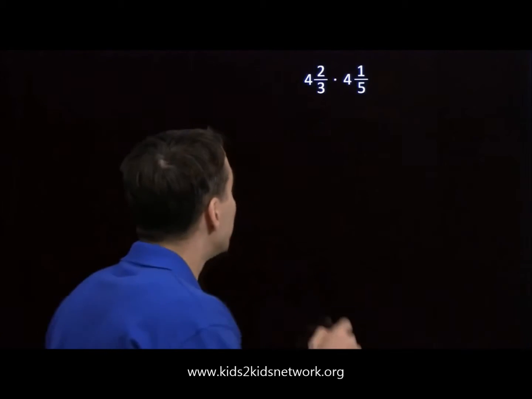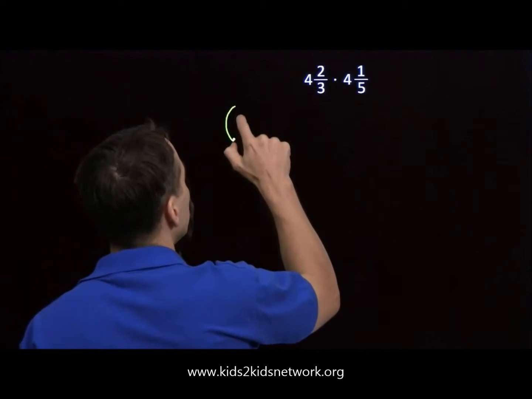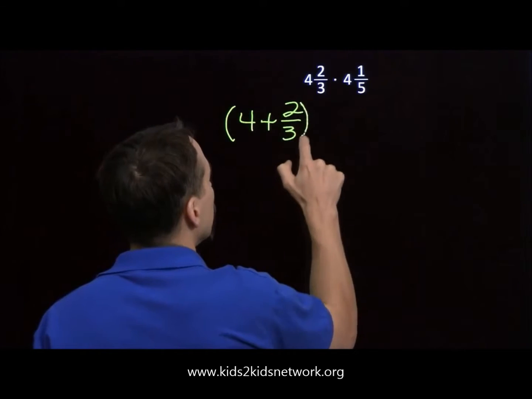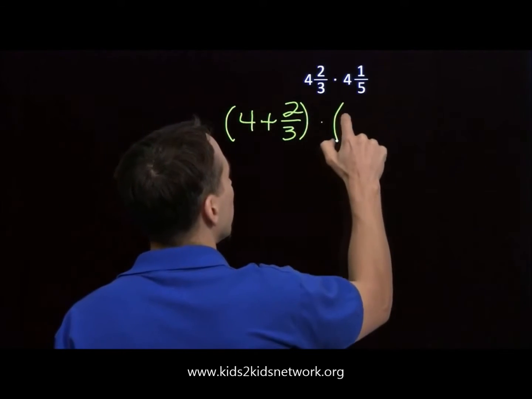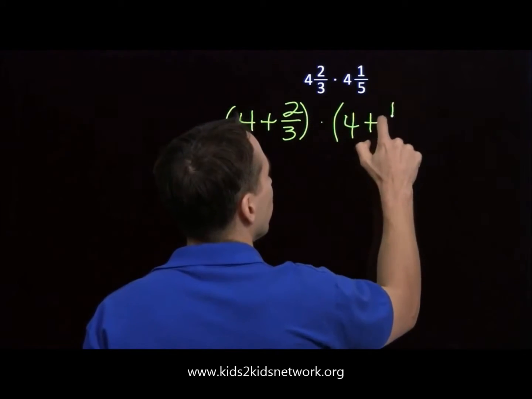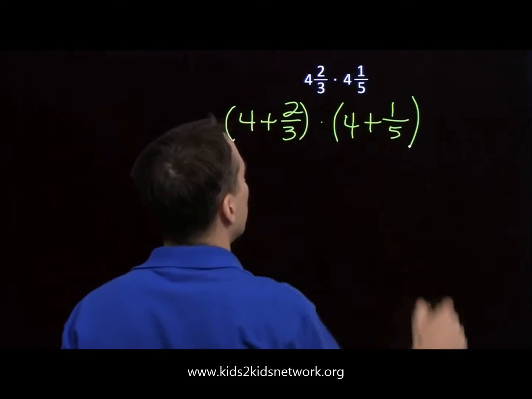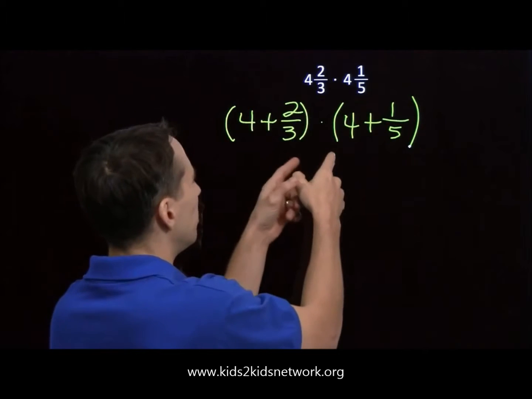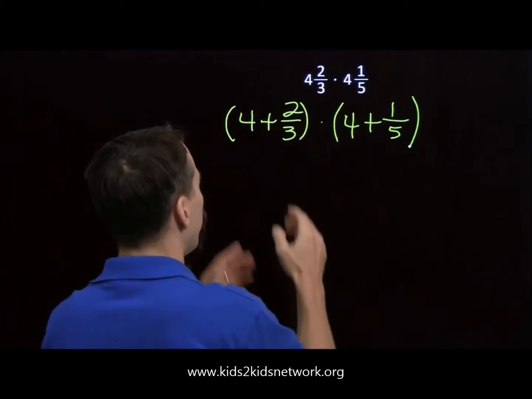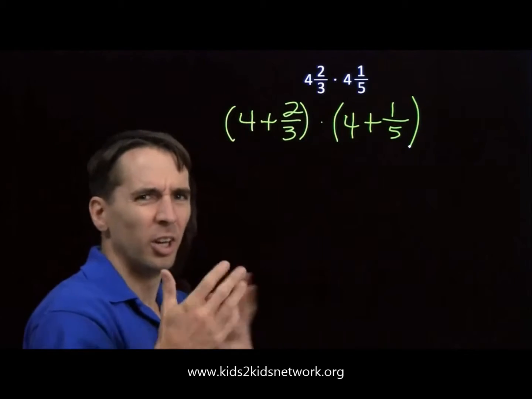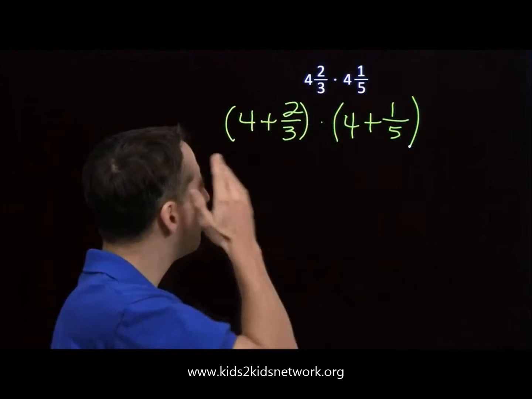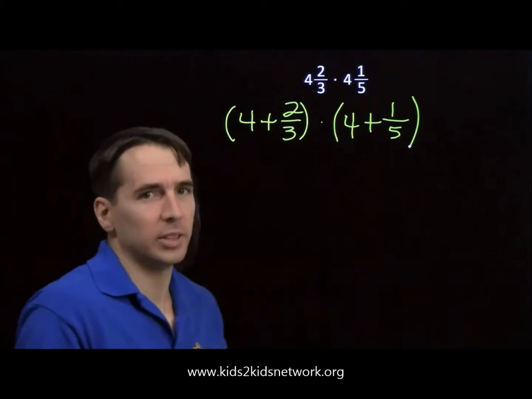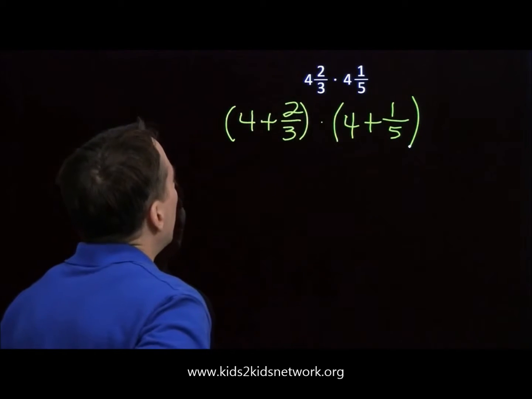Once again, we have a strategy that works. We're going to go ahead and break this up into integer and fractional parts. So we have 4 plus 2/3 times 4 plus 1/5. Yuck. If we do the distributive property, we'll have to multiply this whole thing by 4 and then this whole thing by 1/5. We'll have to do the distributive property a couple more times. That's just annoying. There's got to be a better way to do this.